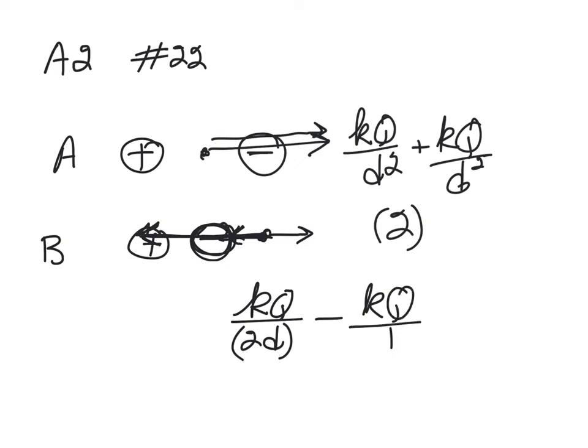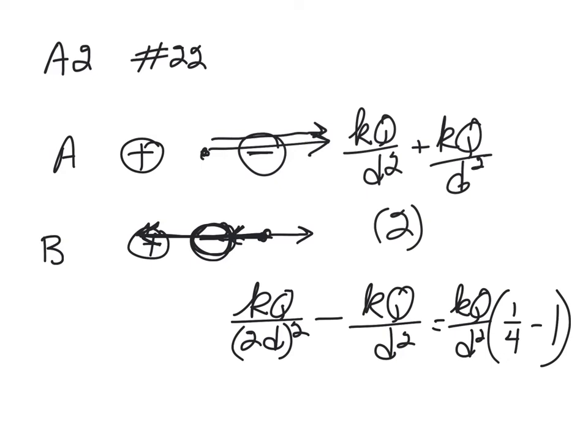So it's negative kq over d squared. And so if we factor out, this is squared, right? So what you end up with is the kq over d squared factored out, and you end up with a positive 1/4 and a negative 1. So the answer is a negative 3/4.